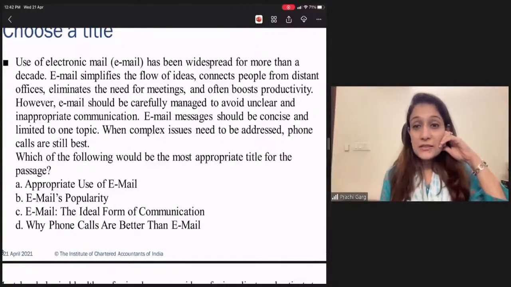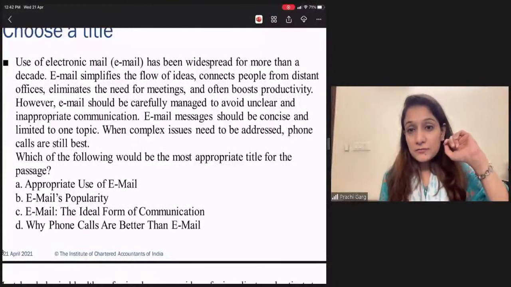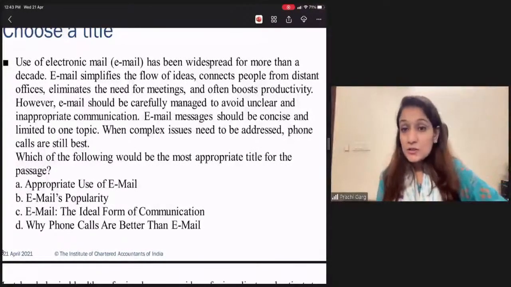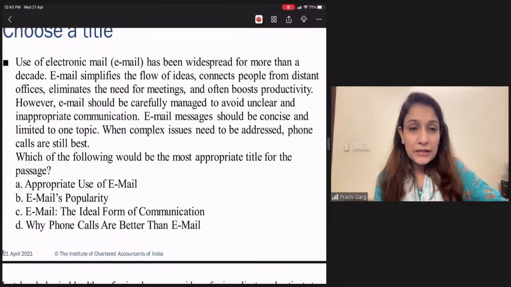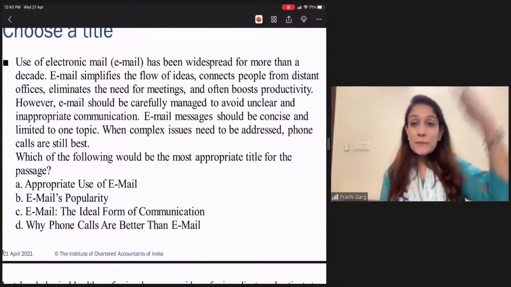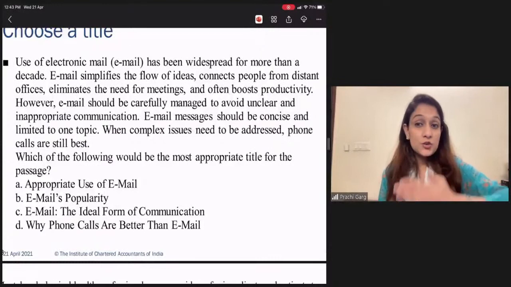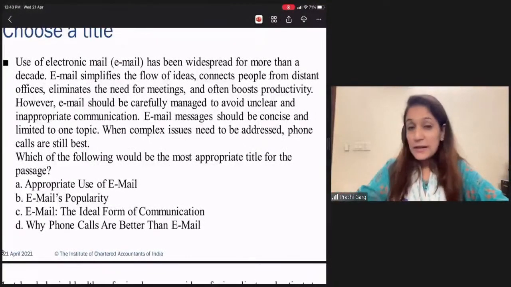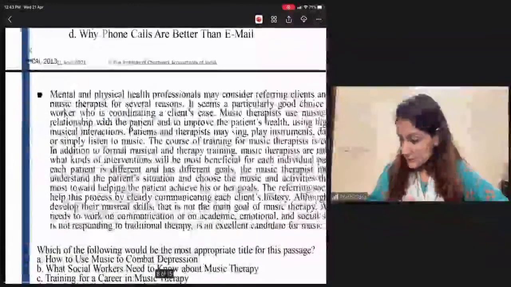This is why I wanted to do this exercise. You should understand what the focus of the passage is. The focus of the passage is appropriate use of email. Nothing else. No other title can justify what is there in the passage. Similarly, if your article is good and your title is not appropriate, your article is going to fail. Nobody's going to read it. Nobody's going to enjoy it, right? Nobody will be able to relate to it. Your title has to be well chosen and well thought out. Am I clear? Now you got an idea why this exercise?